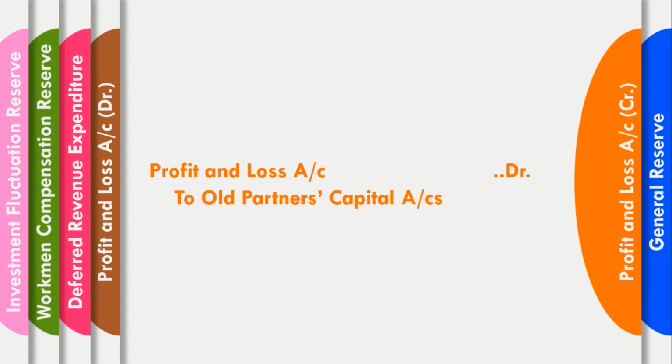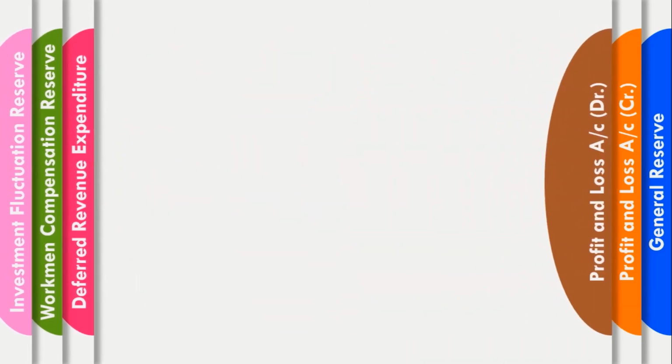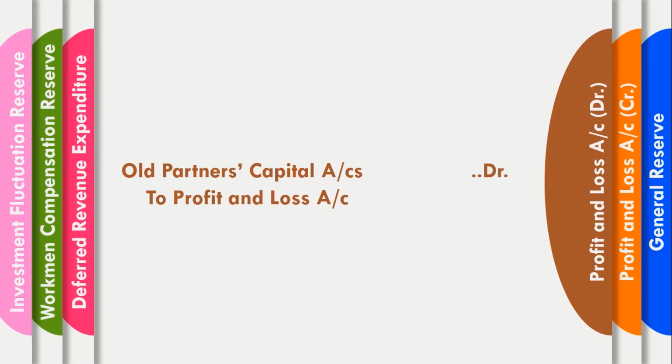Next, if profit and loss account has debit balance. Now, as the balance is debit, it means there is loss in this account. So first we will credit profit and loss account, and then as it is loss, it will decrease partners capital. So we will debit old partners capital account.